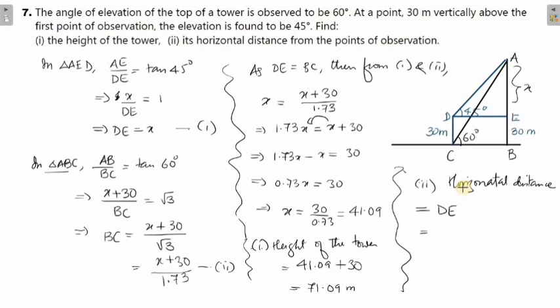And DE is how much actually? DE is equal to x, right? This is from 1. So what is the value of x? The value of x we got earlier was 41.09 meter. So I got my 2 answers from this particular diagram. You may pause the video and note down your solution.